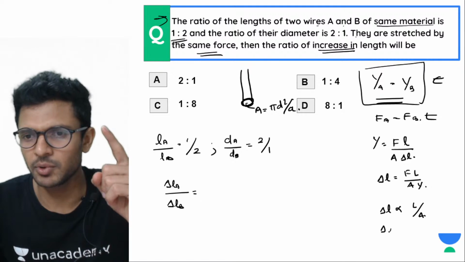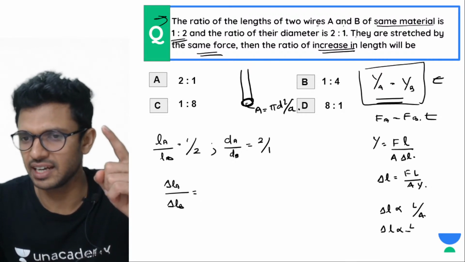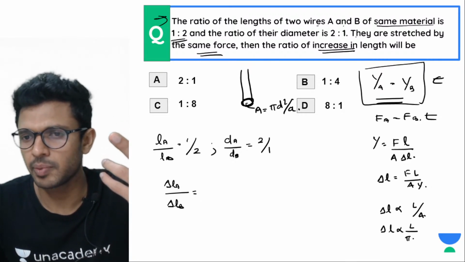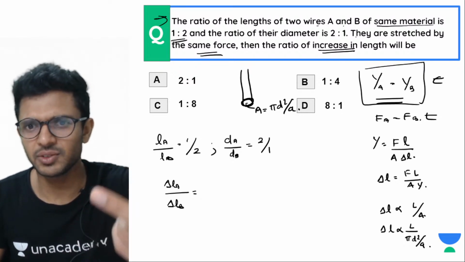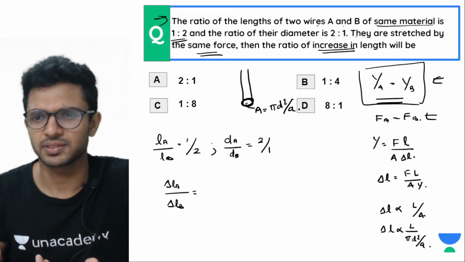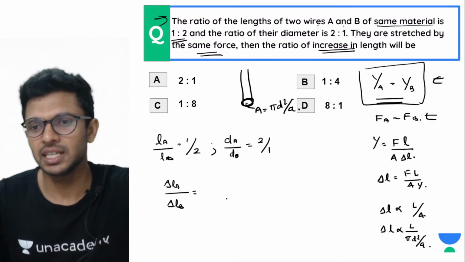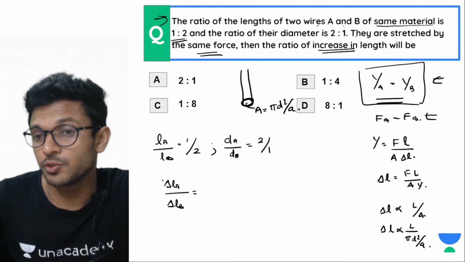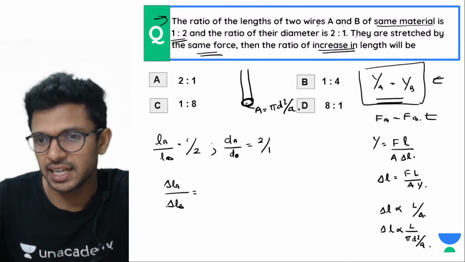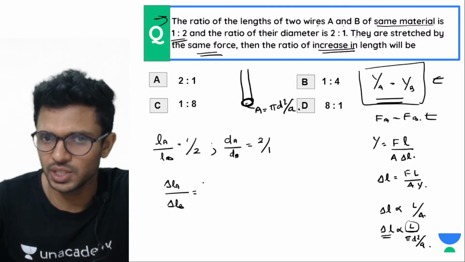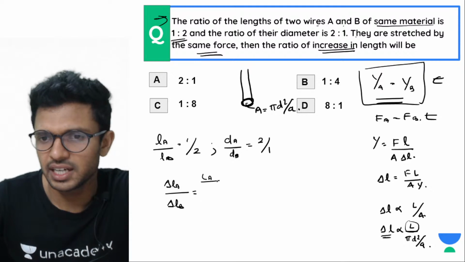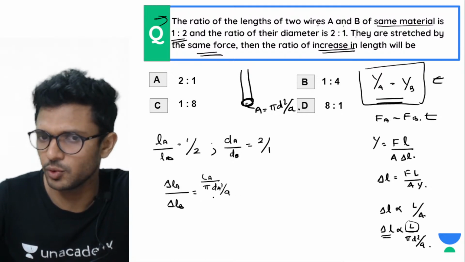No problem, right? So I'm going to write delta L is proportional to L divided by the area of a wire, pi d square by 4. Pi r square, instead of radius we are using diameter, so pi d square by 4. No problem, right? Nothing. Now we are going to find the ratio of delta L of A divided by delta L of B. So change in length is directly proportional to L, right? So delta L of A is L of A divided by pi dA square the whole divided by 4. Any problem? I have written the same formula over here.